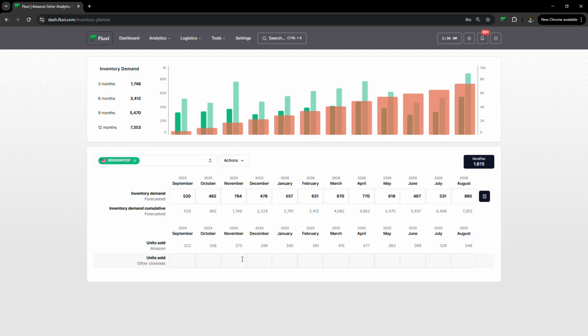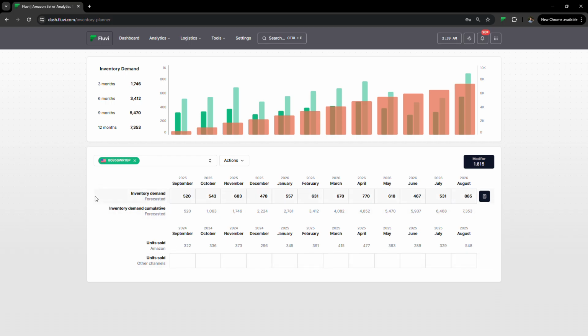Another example would be if you ran out of stock. So let's say that in November we were out of stock for a couple of days and we missed out on 50 units in sales. Then you would add 50, hit enter, hit recalculate, and again you'll see the numbers adjust pretty much instantly. So this is how the inventory planning feature works.